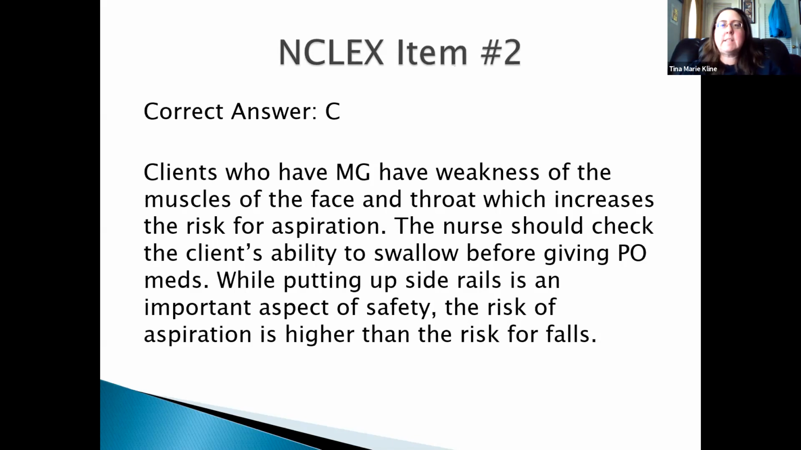So a really tiny sip there. But this is also really important in timing those meds. You're not giving a ton of stuff at once. You really need to space things out. And again, as I mentioned before, while using the top side rails might be an important aspect of safety, for this patient, what is the higher risk here? Aspiration or falls? Okay, so it goes back to that basic prioritization framework.